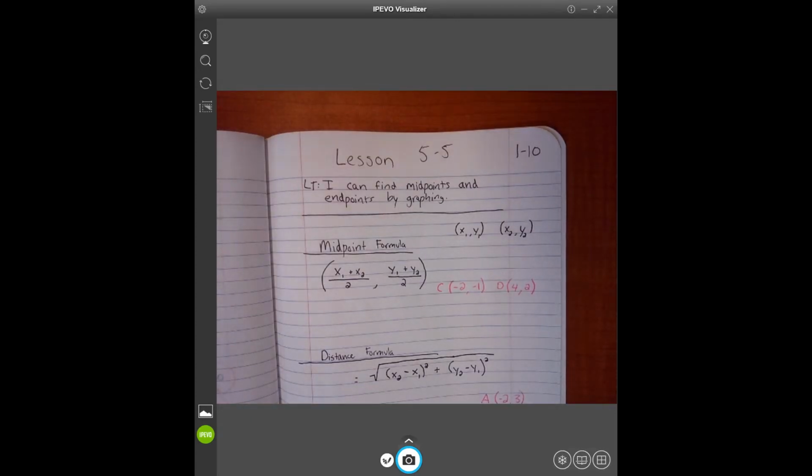I'm going to be doing problems 1 through 10. Learning target: I can find midpoints and endpoints by graphing. I'm going to admit this lesson can seem kind of difficult, but if you stick with me, I promise you it's actually really, really simple.